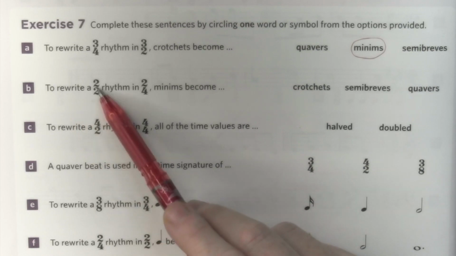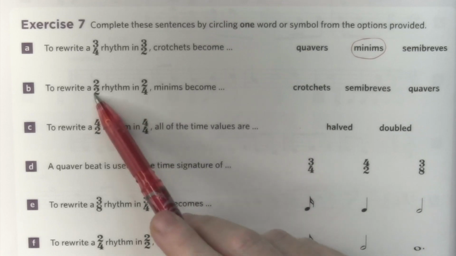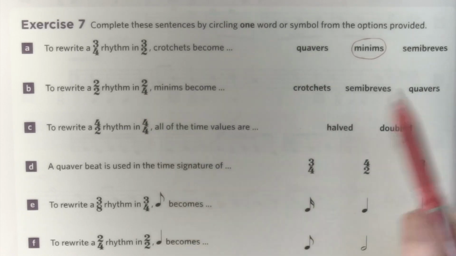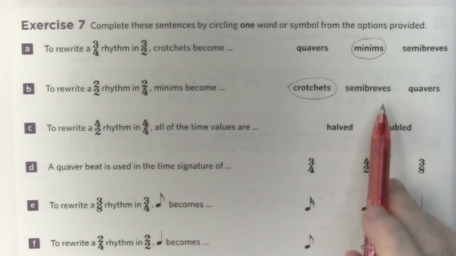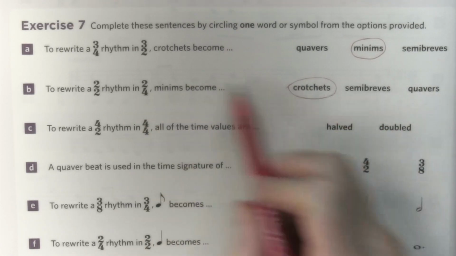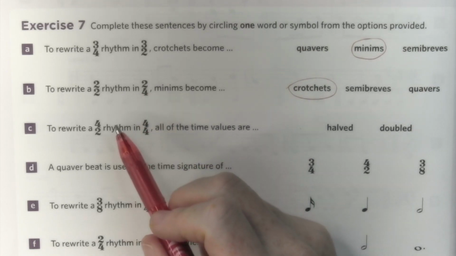To rewrite a 2/2 rhythm in 2/4, the minims become crotchets. We know now the meaning of this. This means crotchet. Not semibreves because we would have 1, and not quavers because we would have 8s. And by the way, 2/8 doesn't exist.